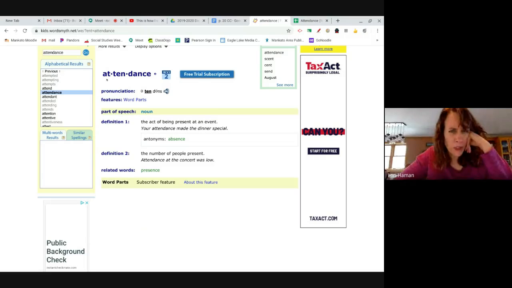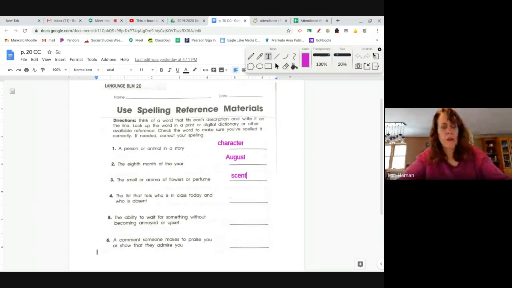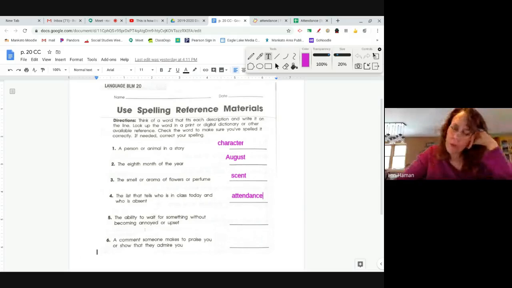It's broken into syllables. See the little dot between each part? So I want to spell it at-ten-dance. You put that break between the double T. That'll help me. At-ten, and then the word dance. Isn't that helpful to spell that word? Number 5. The ability to wait for something without becoming annoyed or upset.